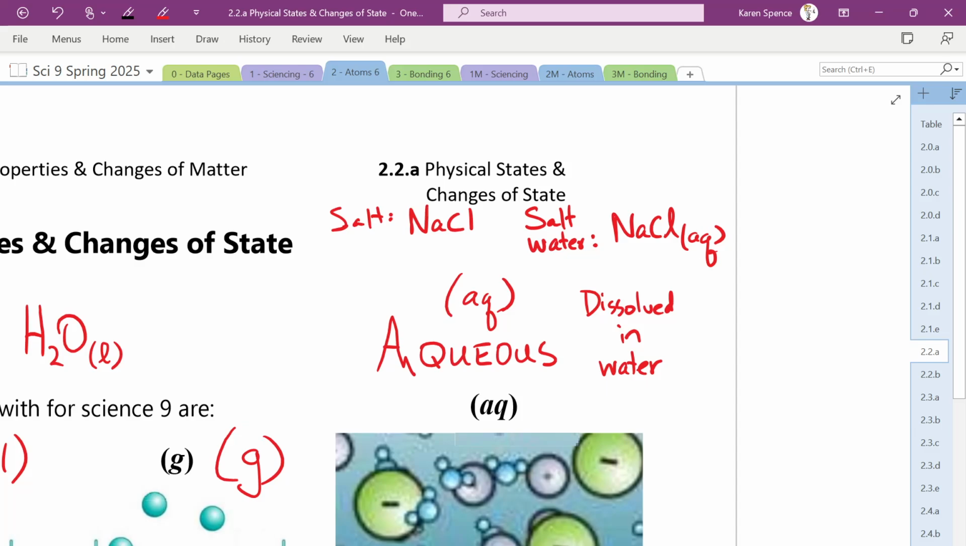What if it's dissolved in something else? What they'll do is they will usually put, like, let's say we had CO2 and it was dissolved in hexane, they'd put hexane, just like that. Okay? But water is by far the most common solvent, thing that dissolves other things. And so it's the one that we deal with, like, most often in chemistry.